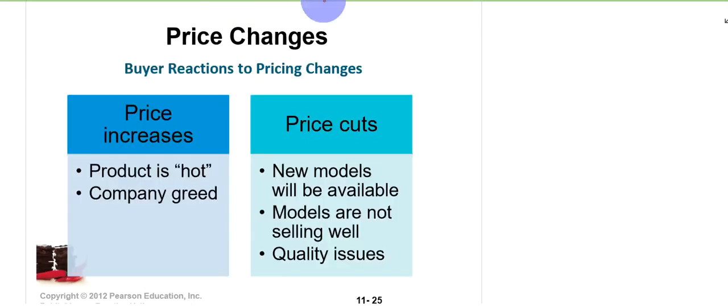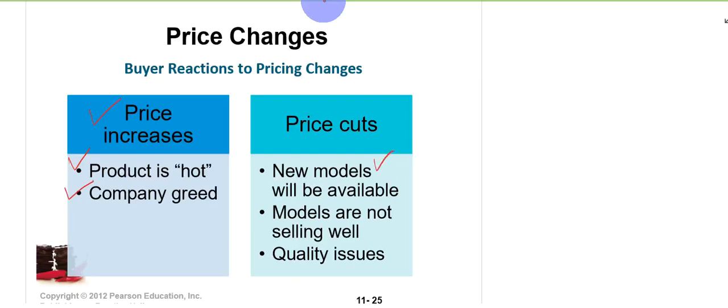So in the next slide, we will see the buyer reaction to pricing changes. What will be the reaction of buyers when the price of the products changes? Number one, if price increases because the product is hot. Product is hot means the product is very much in demand in the market. Everybody wants to get the product. That's why companies will increase the price. Number two, companies become greedy to take more profit margin, and in order to get maximum profit margin, they will increase the price.